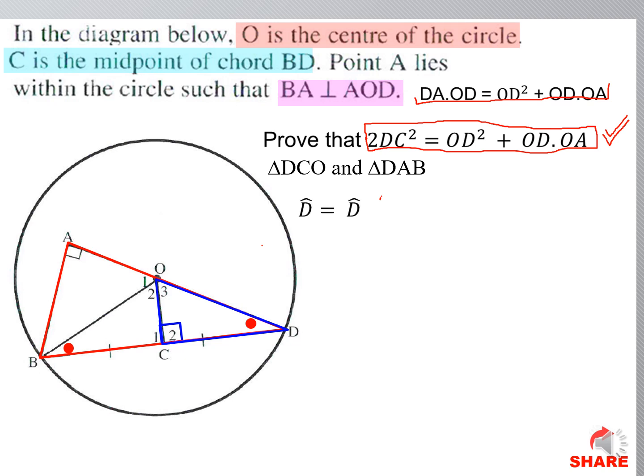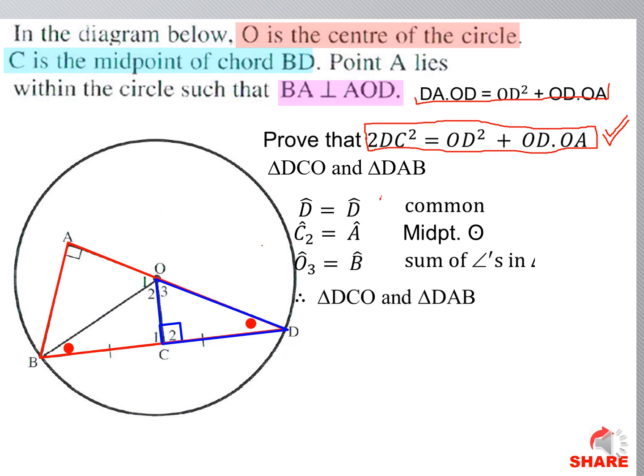They both have a 90-degree angle, at C and angle A. Then from there, the third angle will become equal because angles in a triangle add up to 180 degrees. Now we have proved that the two triangles are similar to each other. We need a similarity sign here. Triangle DCO and triangle DAB are similar to each other because they have equal angles.